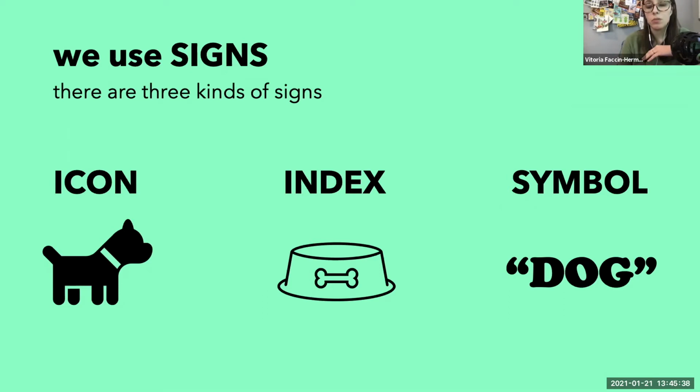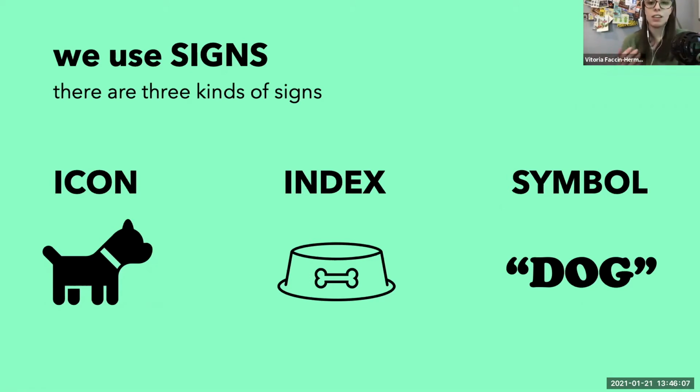For example, when we see this image in our heads, we know what it means, right? It's this representation of this 4-legged mammal that some of us have, some of us don't. Some of us have the other 4-legged mammal that is of the cat kind. But today we're talking about the dog kind. And this is an icon of a dog. It represents the dog itself. It represents the animal itself.